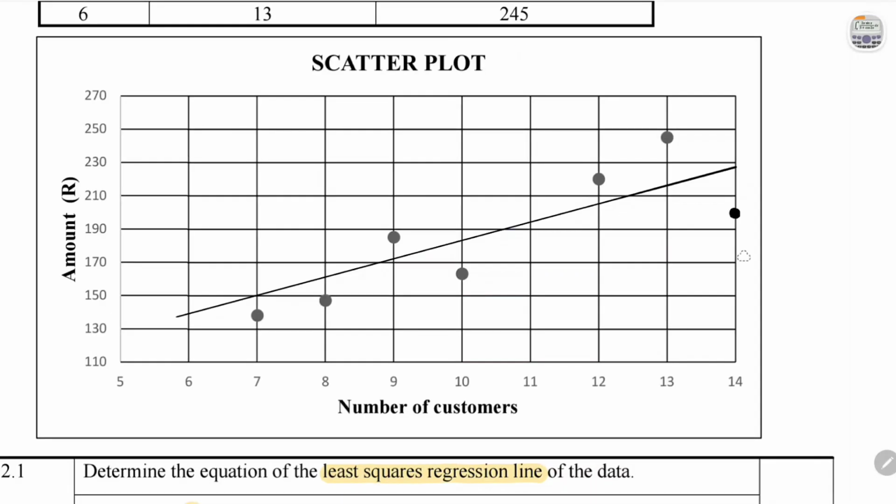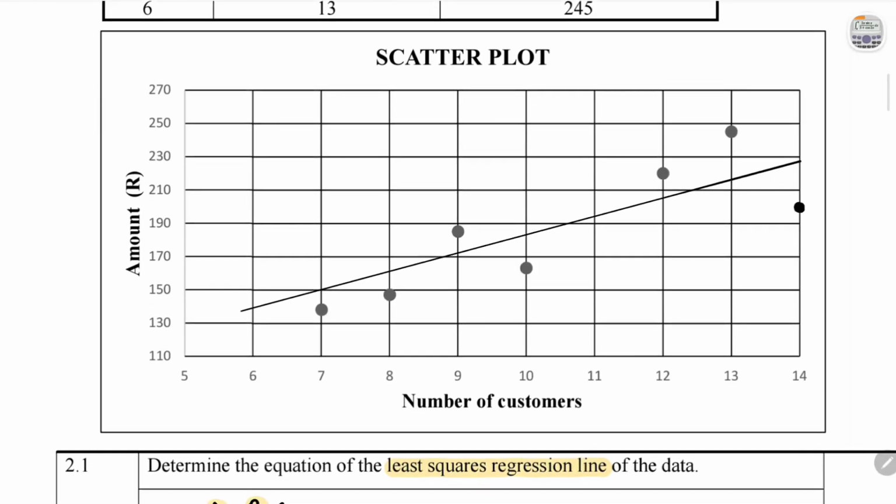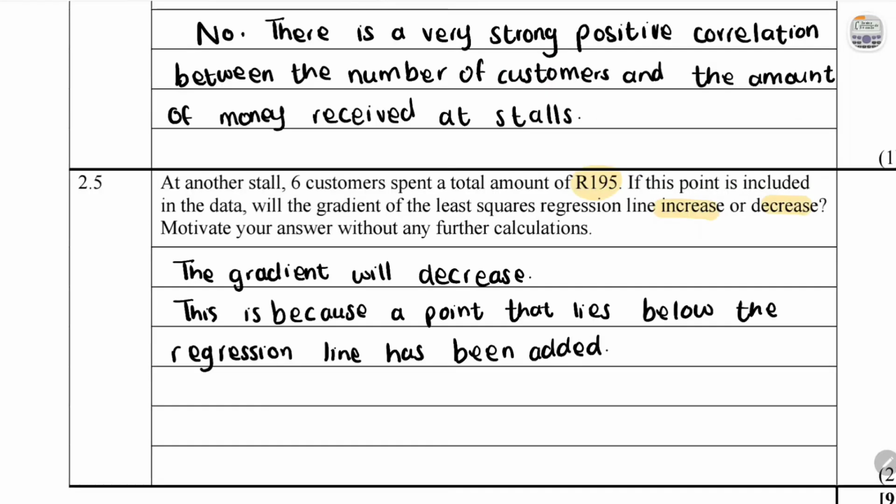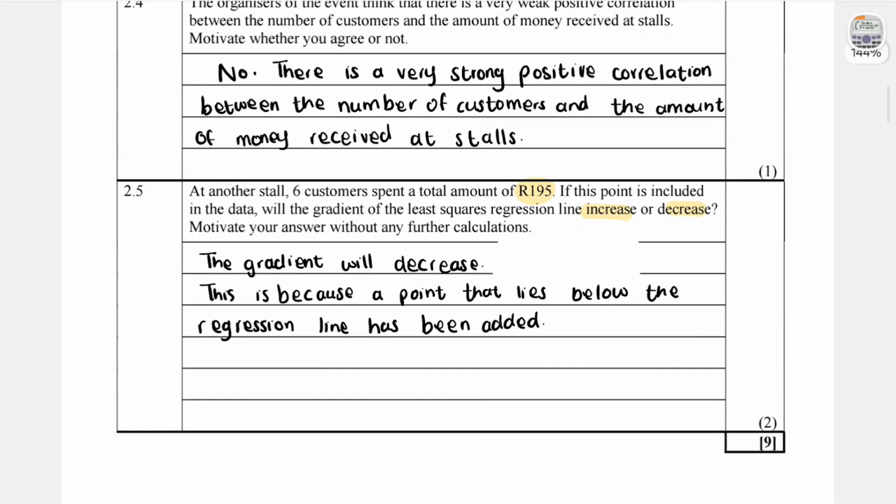So it's going to cause it to decrease, and it's not really because it's far, it's because of where it is. We're adding a point that is below that general trend, that line of best fit. Okay, so we'll tell them that it's going to cause the gradient of that line to decrease because we are adding a point that is below that regression line. Okay, so that is our answer. The gradient will decrease, and this is because a point that lies below the regression line has been added. Okay, and that is it for question 2.